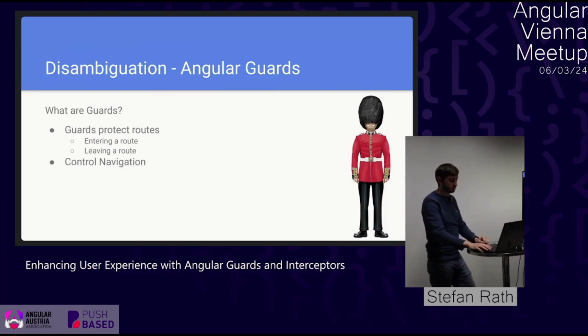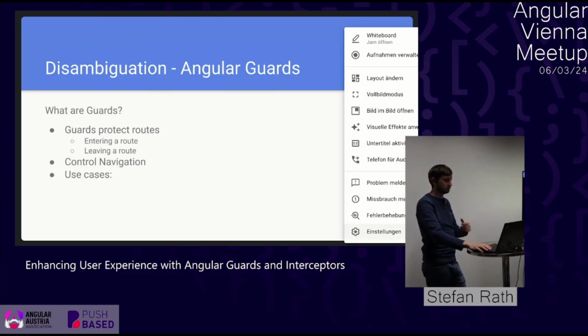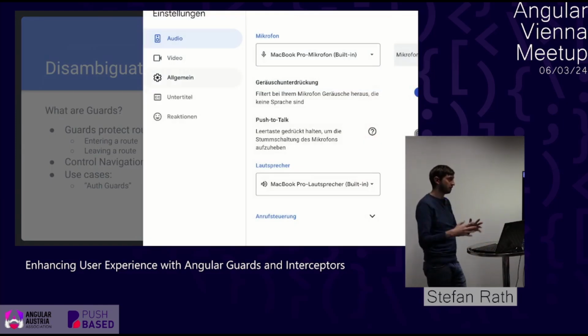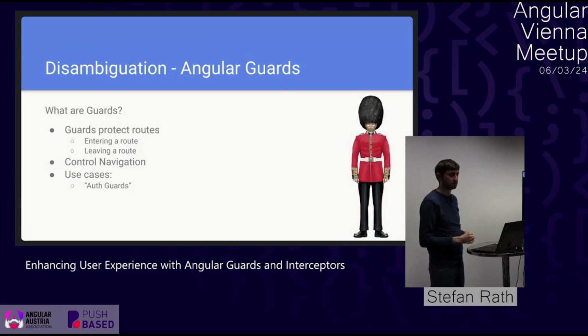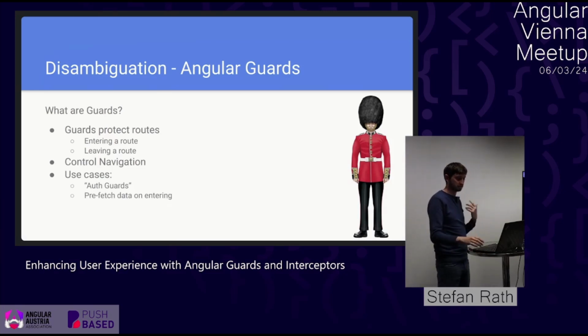It's cool for controlling the navigation, and a few use cases are the auth guard, authentication, authorization. Everybody knows, not everybody, but I think everybody in this room knows this, but there are many more use cases. For example, a resolver can prefetch data on entering a route. You can save data when your user forgot to hit the save button on leaving.